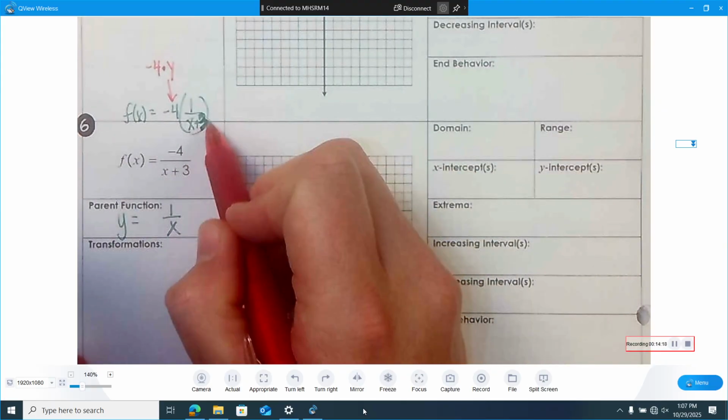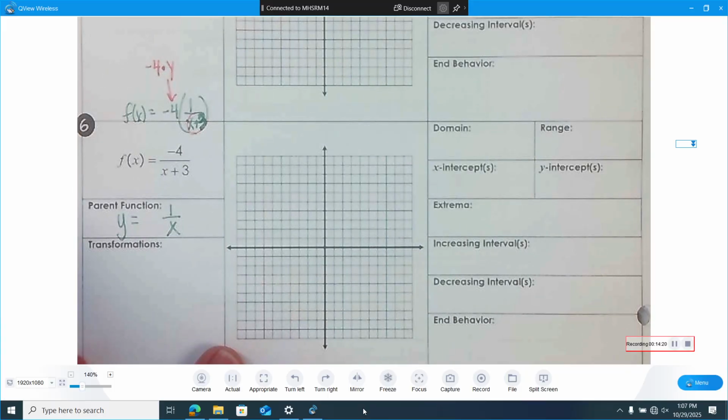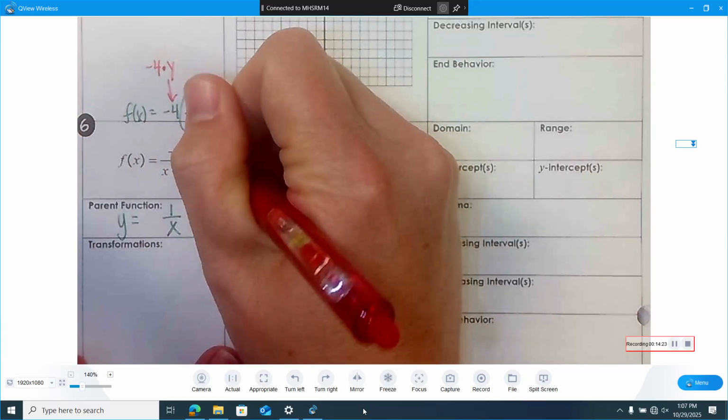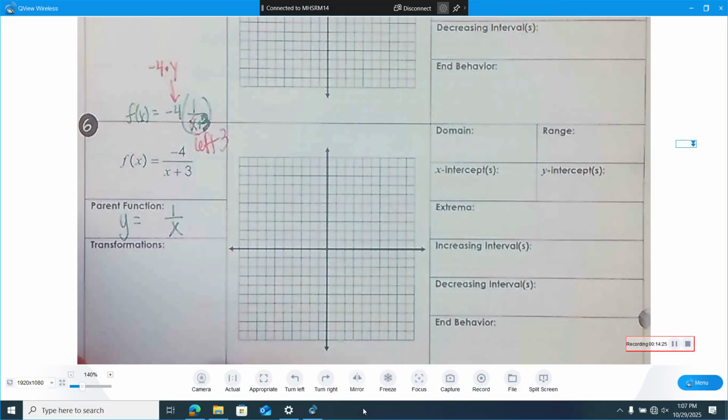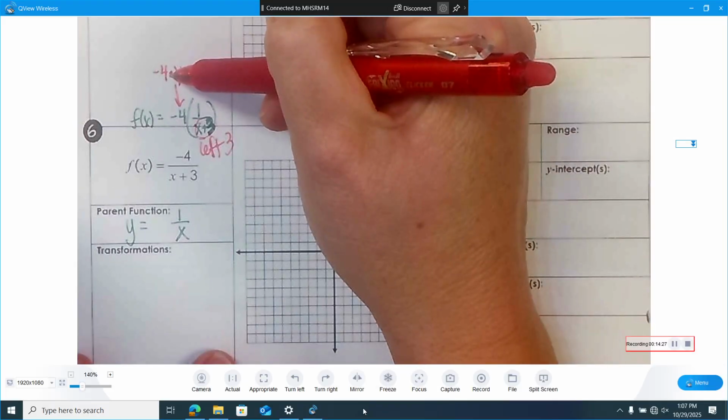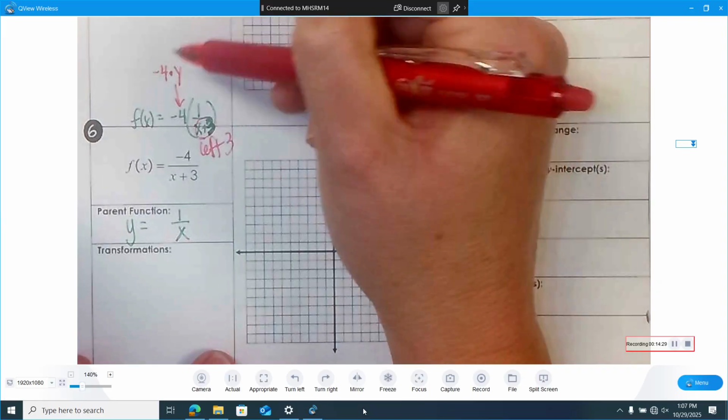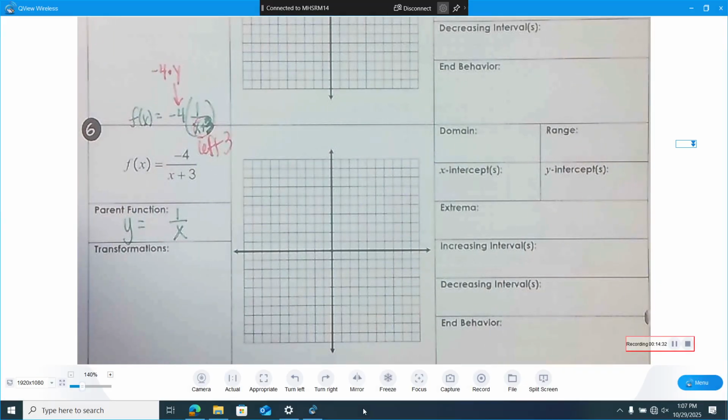And then what does the x plus 3 do to our graph? It's going to go left 3. So I just like writing it on there. I think that's pretty clear. We want to do any multiplying before we do any adding or subtracting. So we're going to do the multiplying first. I'm going to graph this.